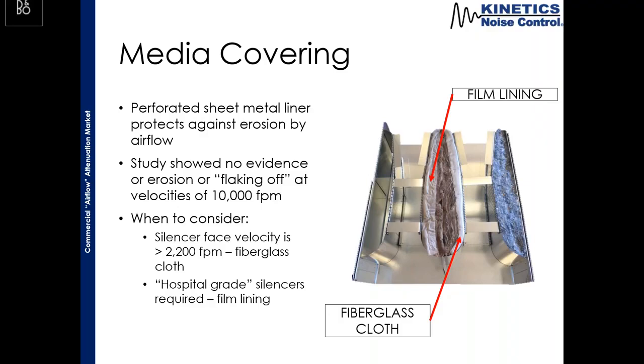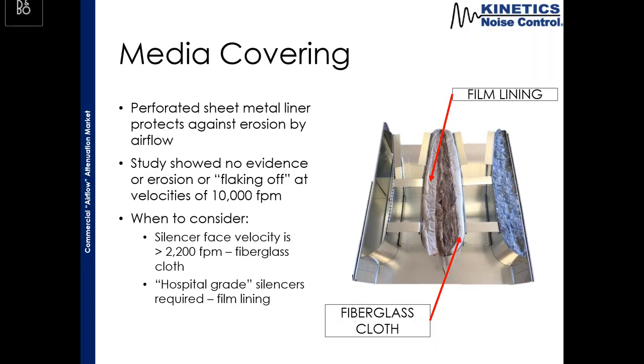Now, that's one of the reasons why we have that perforated sheet metal liner there. That's going to hold the media in place and stop a lot of that shedding from happening. There's actually a study that showed that there's no evidence of erosion or flaking off at velocities up to 10,000 feet per minute. But there are times we would want to consider adding different media linings.